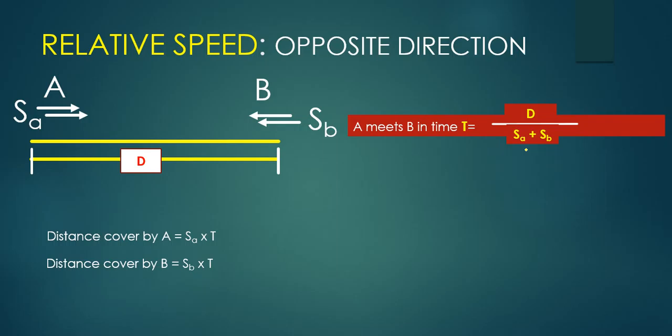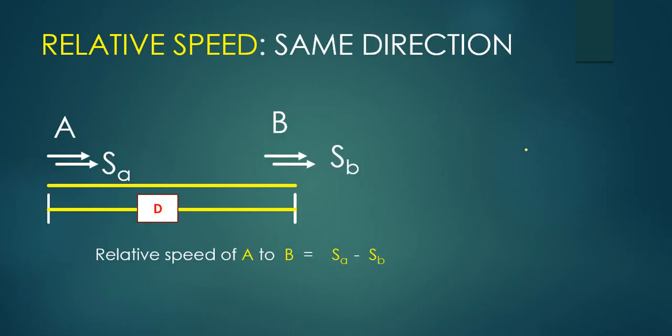Similarly, relative speed when they are traveling in the same direction. When two objects are traveling in the same direction, the relative speed is nothing but the difference of their individual speeds. And here, the time taken to overtake the other is nothing but distance by relative speed. This is how you will find the time.